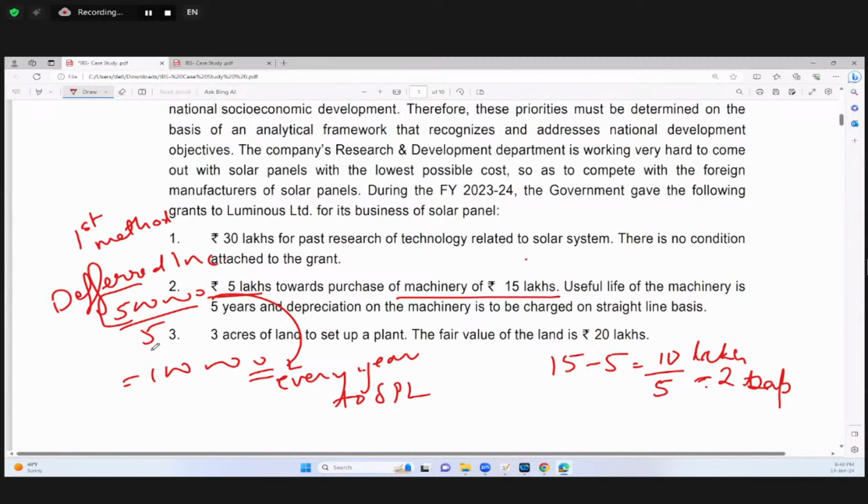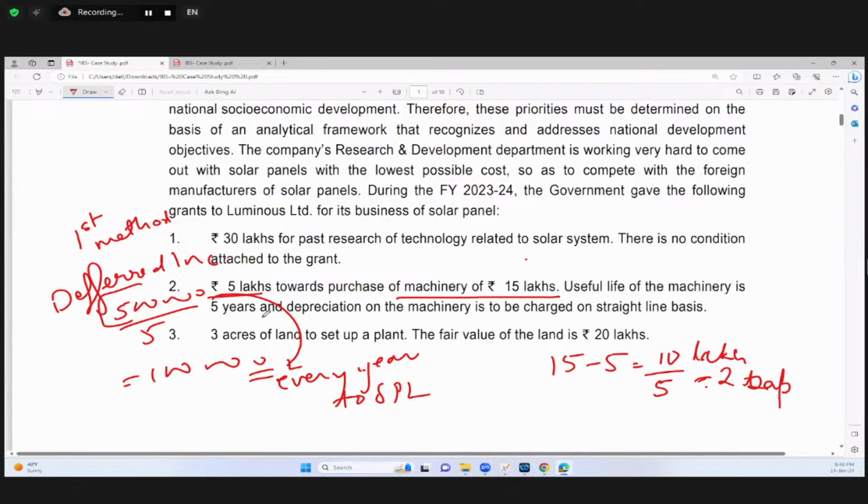So for the second point, 5 lakhs, there are two methods of solving it. Either you recognize it as deferred income and charge the depreciation with full value, or in the second method, you reduce the cost of the asset, and on that reduced cost you charge the depreciation. Now, the third point is 3 acres of land to set up a plant. The fair value of the land is 20 lakh rupees. Here, you are not providing any grant against the asset, you are providing the asset. So in this case, the government is giving you an asset, not a grant against the asset.